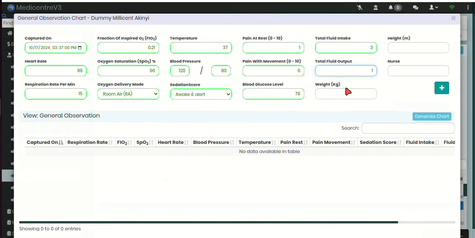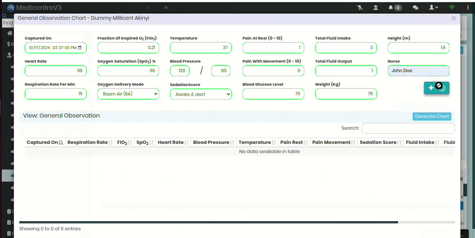Capture the total fluid output. Indicate the weight in kilograms. Indicate the patient's height in meters. Indicate the name of the nurse who performed the observation. This is important for accountability and traceability in patient care.